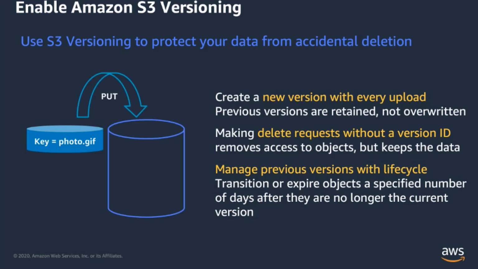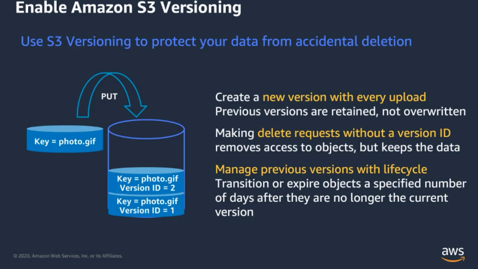So we have our object here, and if we put it in our version-enabled bucket, it now becomes photo.gif version ID 1. The version IDs are not single-digit numbers. They are much bigger. We'll show you those in a second, but this is just for this demonstration. So if we then overwrite this object or put another object of that same name, S3 retains the previous version, so you can restore it if needed. So now we have photo.gif version ID 2.